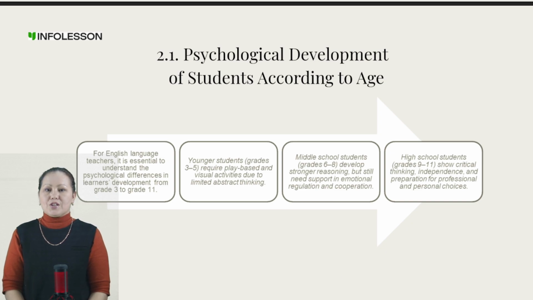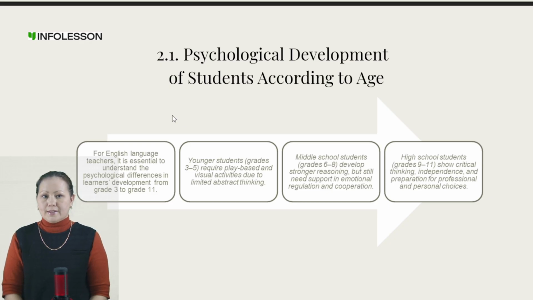Teaching a foreign language is not only about transmitting linguistic knowledge, but also about building motivation, confidence, emotional intelligence, and social competence. A teacher who is aware of psychological age peculiarities can design lessons that correspond to students' cognitive abilities, emotional states, and social needs. This helps to maintain motivation, prevent learning anxiety, and encourage students to communicate freely in English.